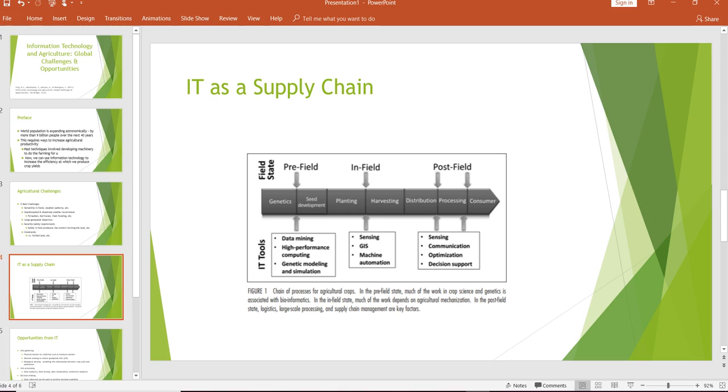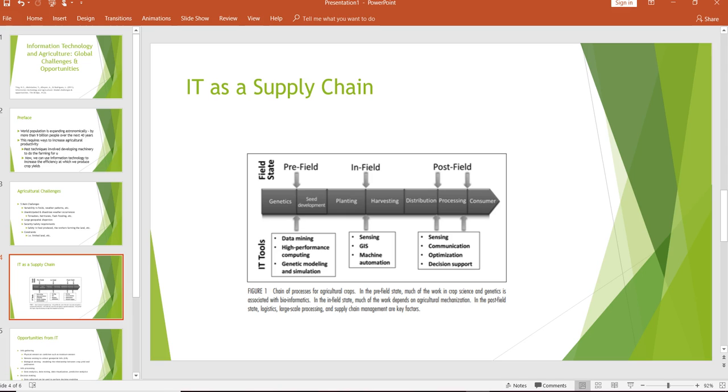During the in-field aspect, when the actual plants are in the ground and growing, IT can be implemented on the actual equipment. For example, sensors on the farm equipment. If you look at a big John Deere tractor or combine nowadays, they typically have various types of sensors on them. We use GIS, geo satellites, so we can maximize how we plant. We use machine automation. And then in the post-field aspect, of course, we have sensing once again. And we also have optimization modeling, decision support systems in place that can help us make better decisions with how to maximize the crop product that we can grow.